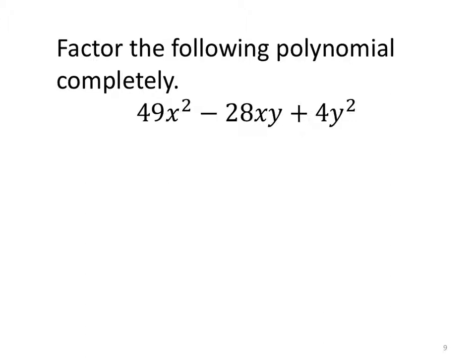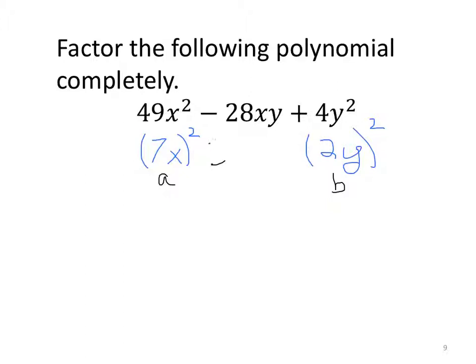So let's rewrite this in terms of its perfect squares. Now remember, when you see perfect squares, you want to know if it fits the formula a squared plus or minus 2ab plus b squared. So let's see if it does. So we want A to be the 7x, and B to be the 2y, and so the question is, does negative 28xy equal 2 times A times B?